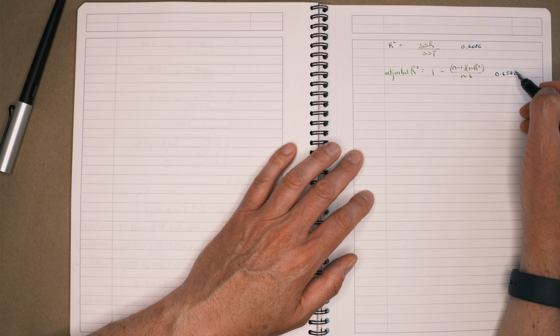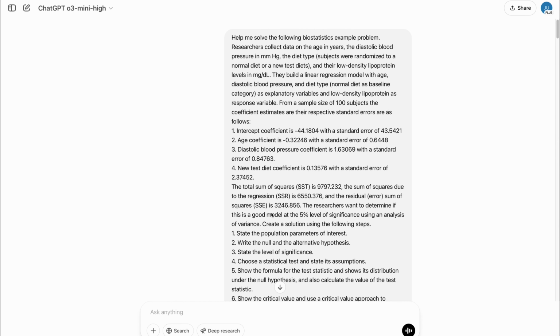So I've opened ChatGPT. I'm using the o3-mini-high model, as you can see here. And here's my prompt taken from our problem. So I said, help me resolve the following biostatistics example problem. Researchers collected data on the age in years, diastolic blood pressure in millimeters of mercury, the diet type, and I write in parentheses, subjects were randomized to a normal diet or a new test diet, and then finally their low density lipoprotein levels in milligrams per deciliter. They build a linear regression model with age, diastolic blood pressure, and diet, and we're using the normal diet as our baseline category, as explanatory variables and the LDL value as their response variable. From a sample size of 100 subjects, the coefficient estimates and the respective standard errors are as follows.